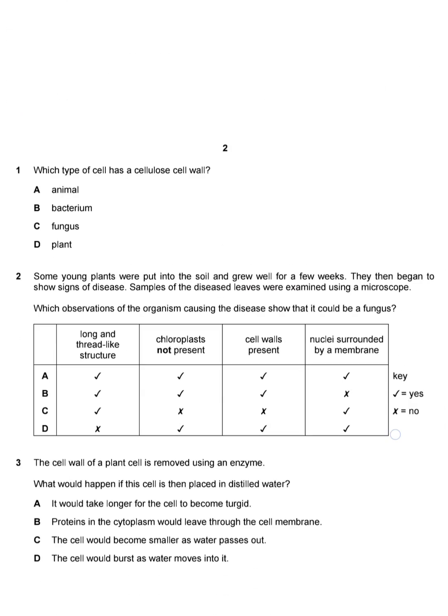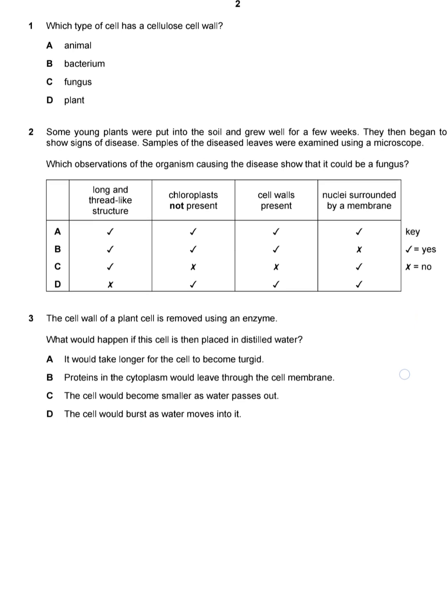So I'll scroll down to question number 1. The first question says, which type of cell has a cellulose cell wall? Now, cells with a cellulose cell wall are actually plant cells. What they're telling you is, find a cellulose cell wall, find a plant cell, that's all. So from here, which one is a plant cell? It is the one called plant.